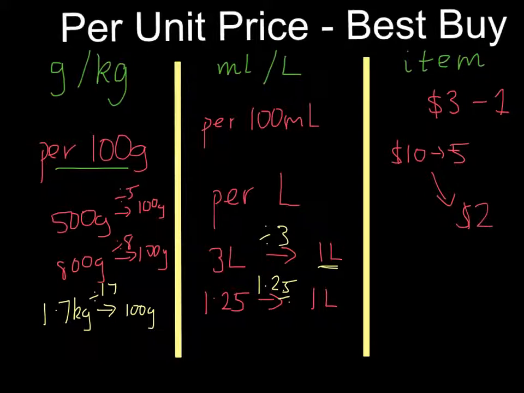So generally what we're looking for is in per 100 grams, sometimes per kilo, per 100 mils or per litre, or with its item on its own. So what would it cost just for one of those items?